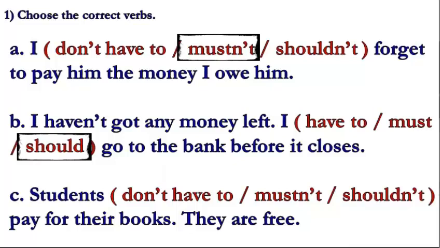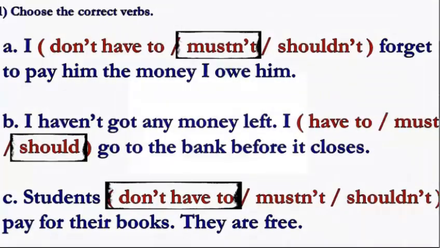C. Students don't have to, mustn't, shouldn't pay for their books. They are free. It is not necessary for them to pay for their books. So excellent. They don't have to pay for their books. If something is not necessary to do, you don't have to do that. Sentence D.